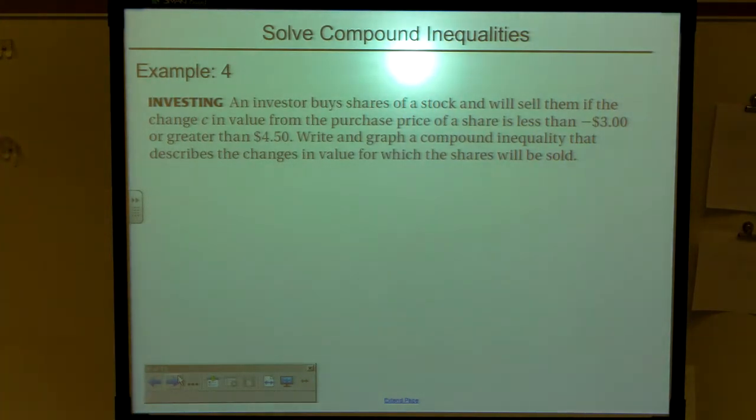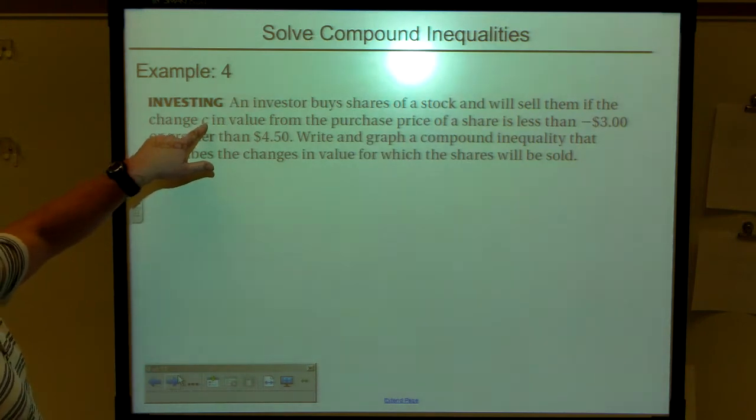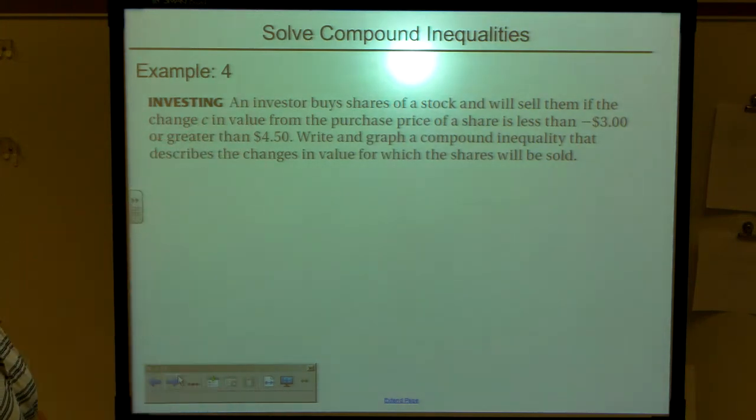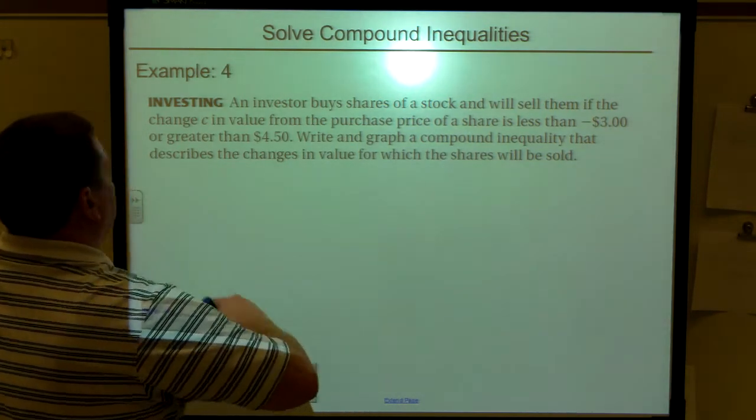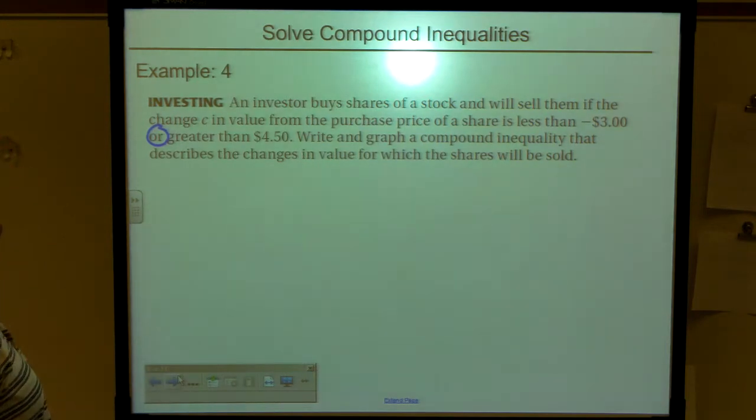Example 4: an investor buys shares of stock and will sell them if the change, C, so they're telling us what variable to use, the change in value from the purchase price of the share is less than negative 3, or, that's a key word there, greater than 450. Write and graph a compound inequality. So use the word or, so that means we're going to have a union.